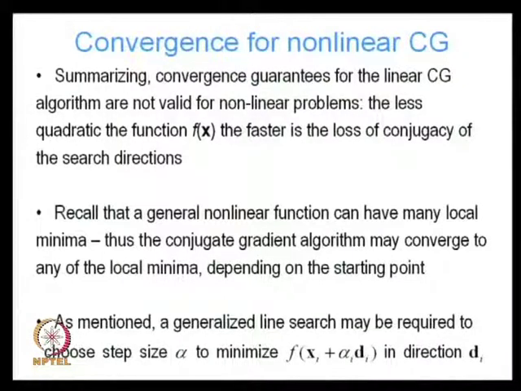Also, recall, this is a general problem for all general nonlinear equations, which is that there is no unique minimum, no global; it is very hard to reach a global minimum, right. So, you get to the local minimum to which you start closest, right. So, if we converge, we are going to converge to a local minimum depending on our starting point. And as mentioned, a generalized line search may be required to choose the step size alpha to minimize f of xi plus alpha i di in direction di.